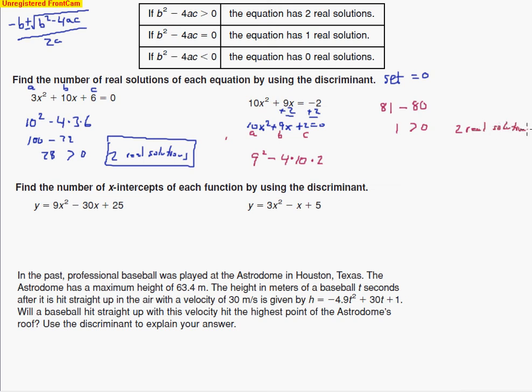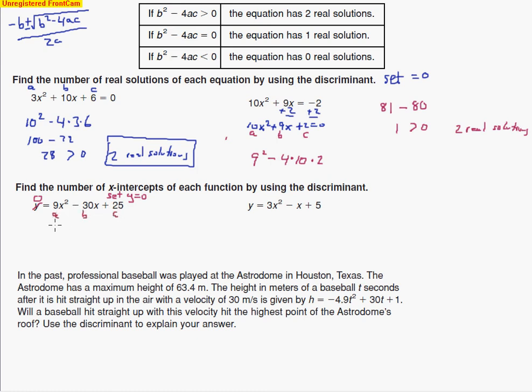So let's take a look at the next one. This is asking us to find the number of x-intercepts of each of the functions. And so looking at this first one here, we have 9x squared minus 30x plus 25. So we're going to go ahead and use our discriminant. It's asking the same thing. When we try to find x-intercepts, we're always going to set y equal to 0. The same thing we had to do here, we had to set the equation equal to 0. So we're setting this y equal to 0, and then just pulling out our a, our b, and our c terms.